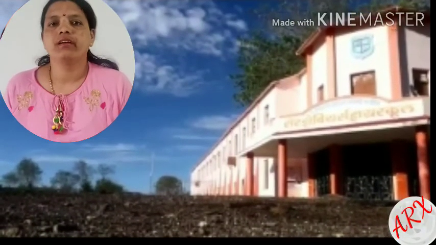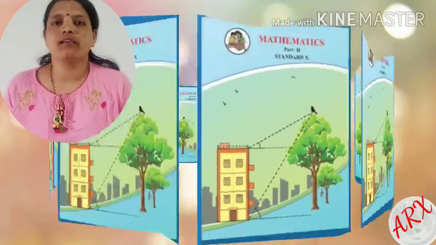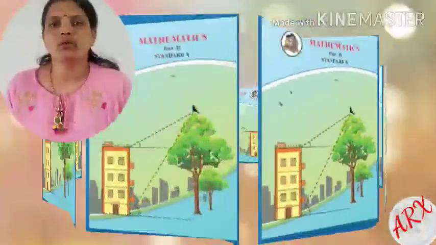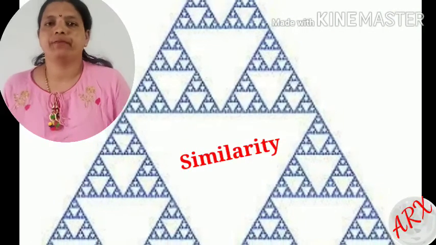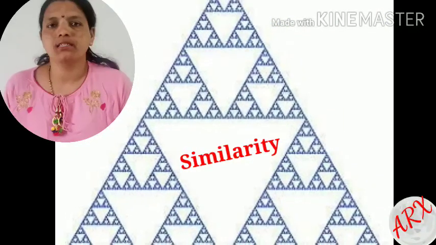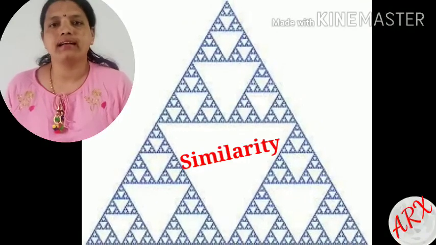Hello student, today we are going to start with Mathematics Part 2 of Standard 10, Chapter number 1, Similarity. Today's topic is Similarity of Triangles.